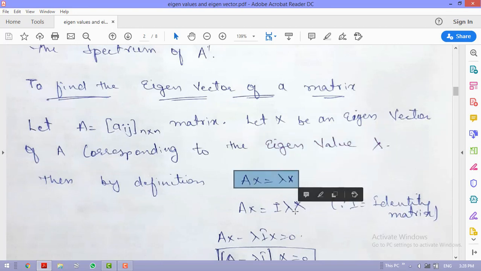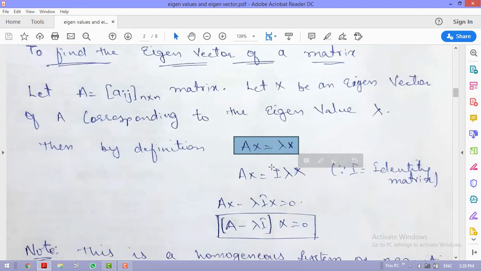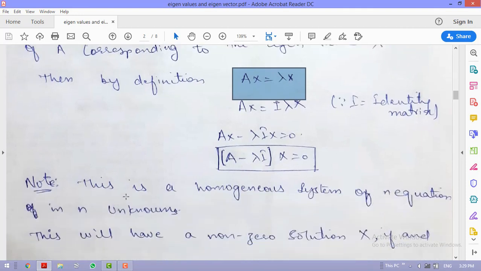Then by definition Ax = lambda x, what we have seen above. In the previous video I explained the property of an identity matrix: any matrix multiplied by the identity matrix will remain the same, so it won't change anything. Then the equation becomes Ax = identity matrix times lambda x, right? If you take it to the left-hand side, then Ax minus lambda Ix = 0, so (A minus lambda I) x = 0. This is a homogeneous system of n equations in n unknowns.